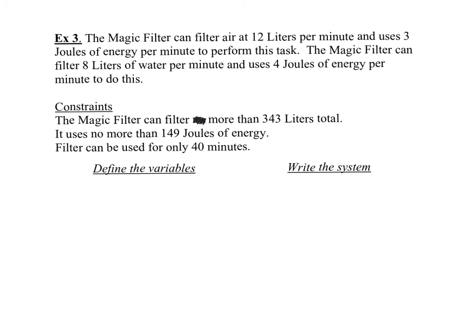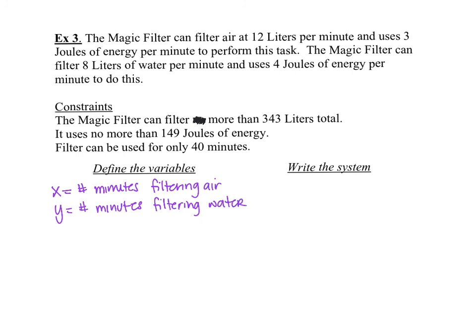Okay, for my variables, they normally ask you a question involving the variables so it becomes more obvious, but they didn't this time, so I'm just going to tell you. So x is going to be the number of minutes filtering air. And then I'm going to make y the number of minutes filtering the water. There is no particular reason one of these is x versus y. It could have gone either way. But I define it so that the inequalities are consistent with which quantity is which.